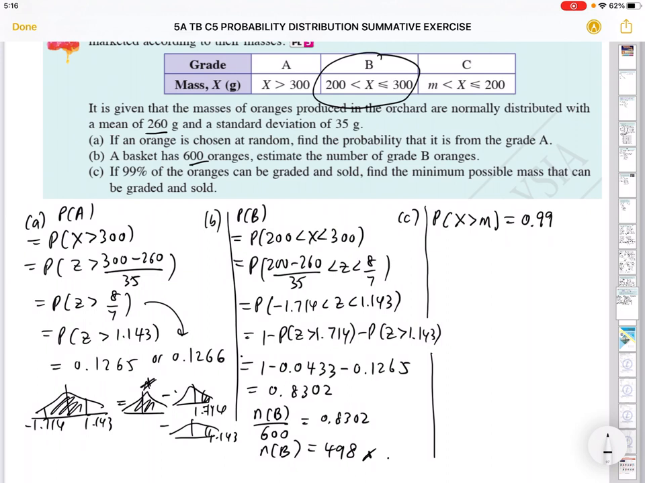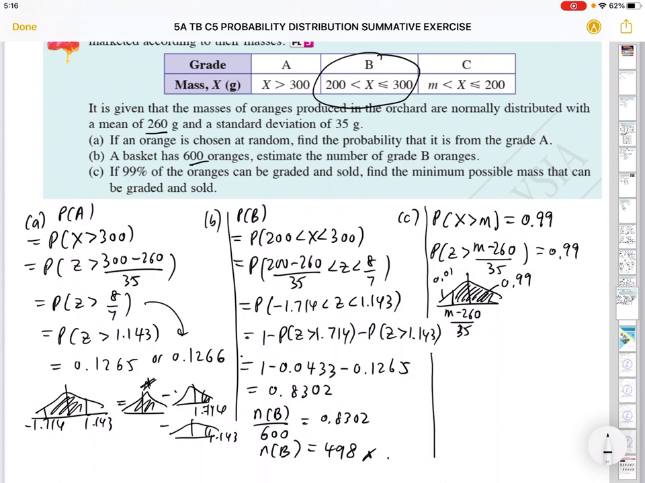So number one, we need to standardize this. This is m minus 260 divided by 35. This is 0.99. You can see this m should be on the left hand side. So m minus 260 over 35, so that this area, remember more than is on the right, can this be 0.99? Yes. If this is 0.99, this should be 0.01. Am I right? So I can write P(Z less than (m minus 260) over 35) is equal to 0.01.